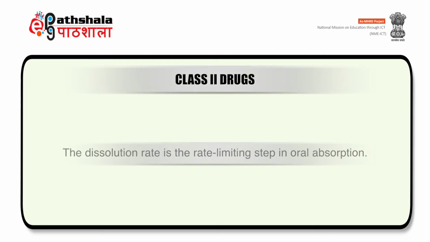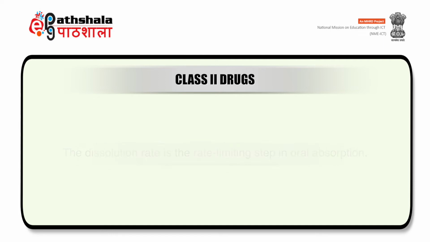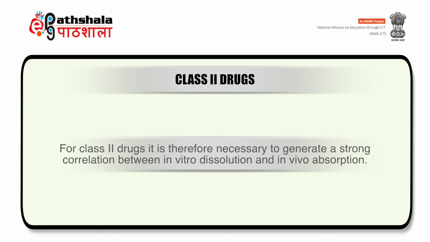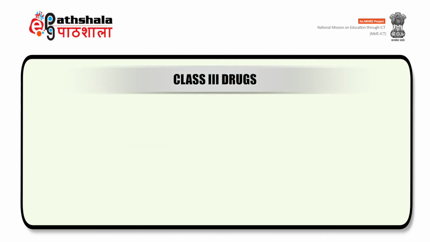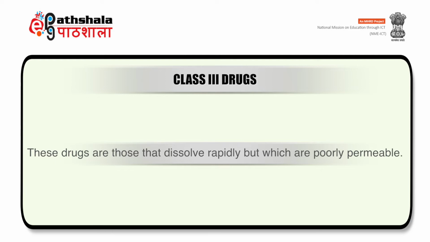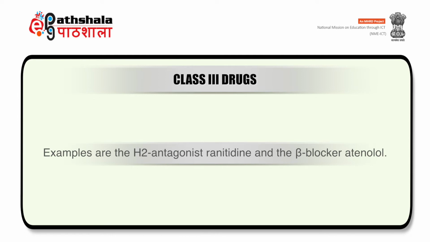Class 2 drugs are the drugs in which the dissolution rate is the rate limiting step in oral absorption. For class 2 drugs, therefore, it is necessary to generate a strong correlation between the in vitro dissolution and the in vivo absorption. The examples of class 2 drugs are the non-steroidal anti-inflammatory drugs like ketoprofen, aceclofenac, and the anti-epileptic drugs like carbamazepine. Class 3 drugs are those which dissolve rapidly but are poorly permeable. Examples are H2 antagonists like ranitidine and the beta blockers like atenolol.